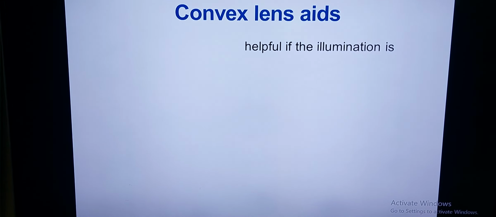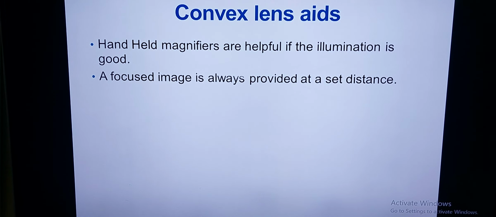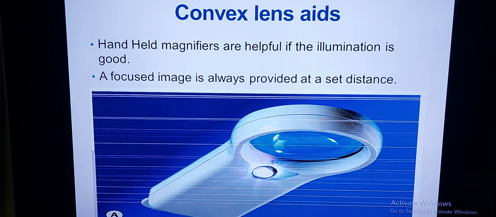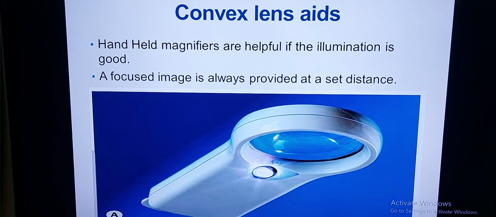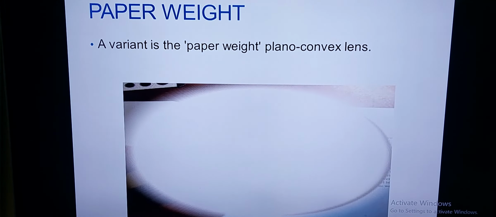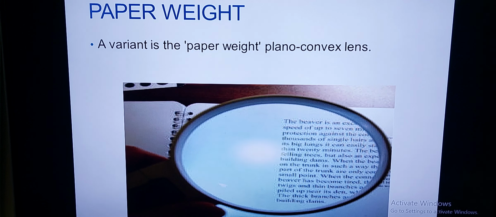Convex lens aids. Handheld magnifiers, as studied earlier, work on the same principle of the magnifying lens. A focused image is always provided at a set distance, as I just discussed previously. Another variant is the paperweight plano convex lens. If that paperweight is placed on the text, the patient is able to read it very clearly.